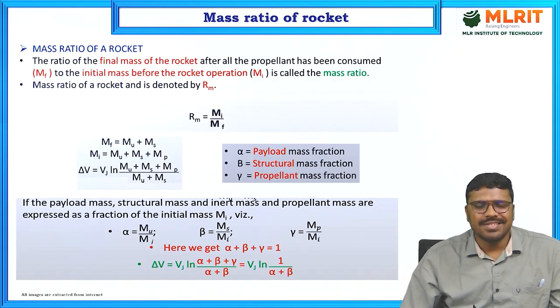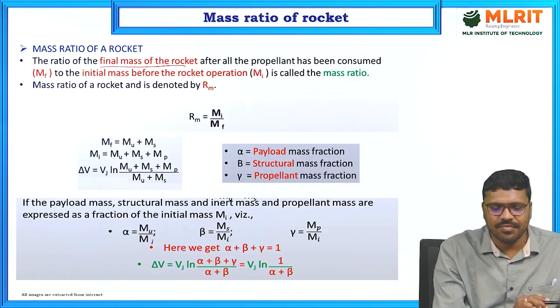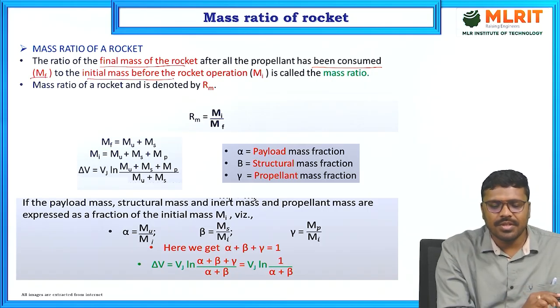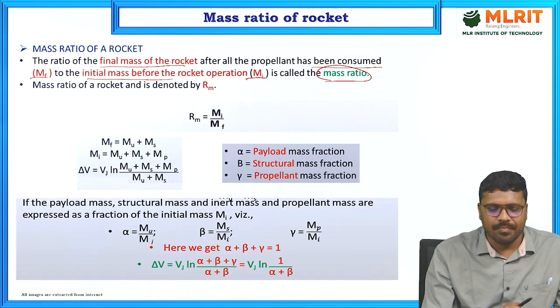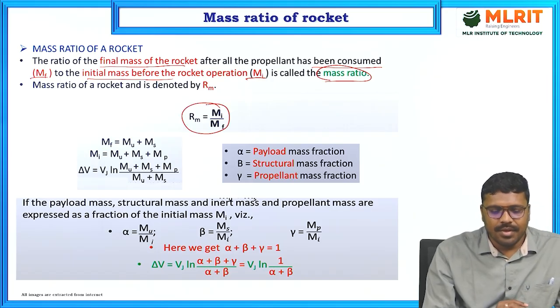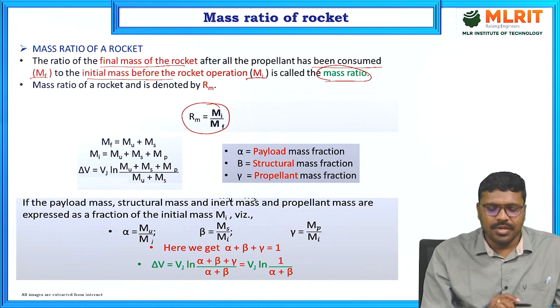Next is the mass ratio of the rocket. The ratio of the final mass of the rocket after all the propellant has been consumed, mf, to the initial mass of the rocket before the operation, that is mi, is called the mass ratio Rm. Okay, Rm is equal to mi by mf, initial mass to final mass.